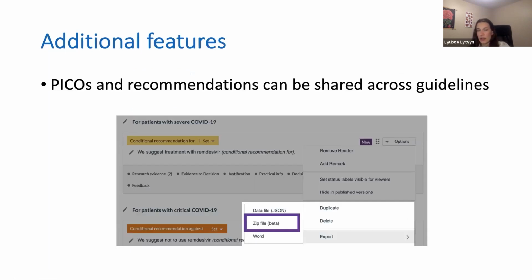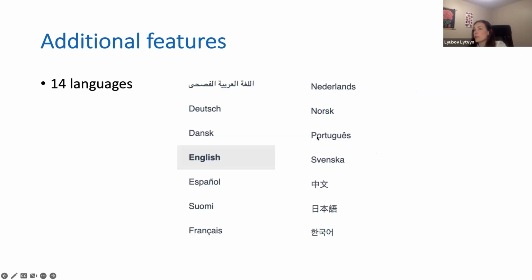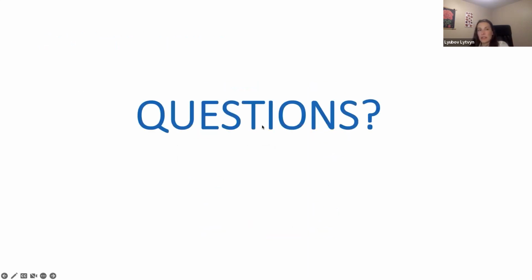Some additional features that I thought would be important to highlight are that PICOs and recommendations can be shared across guidelines. In the options, there's a zip file that you can create for recommendations and for evidence profiles, and then you can share that between users. I also wanted to mention there are 14 languages, for the users themselves and also for the guidelines. That means all of the different recommendation labels and content labels are translated, so you can use your own language. And that's it for the tutorial.